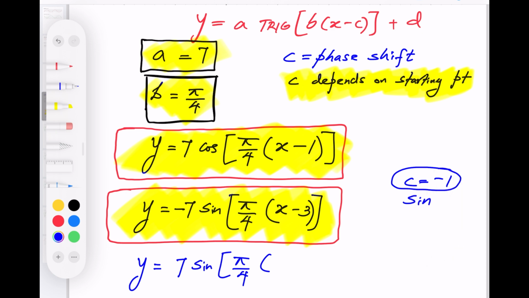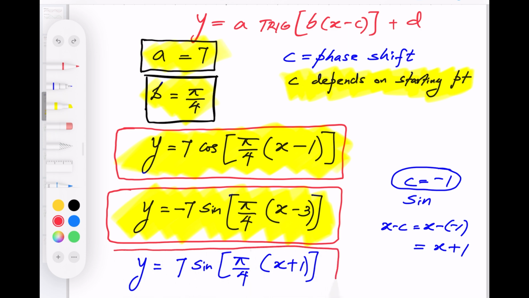Therefore, what should be x minus c? x minus c should be equal to x minus negative 1, which simplifies to become x plus 1. Therefore, it should be pi over 4 times x plus 1, close parenthesis, close brackets, and d is equal to 0. Therefore, this is the final equation obtained using that point for that sinusoidal given.